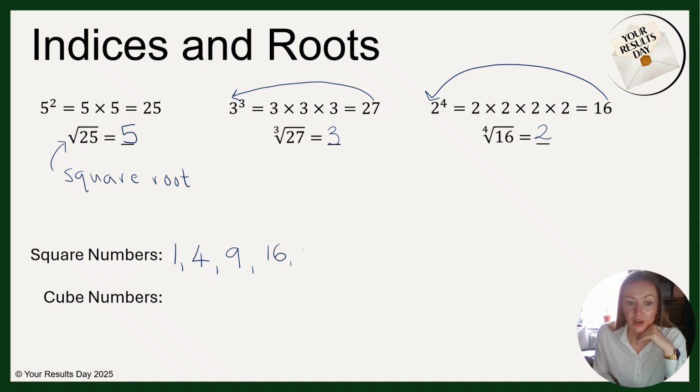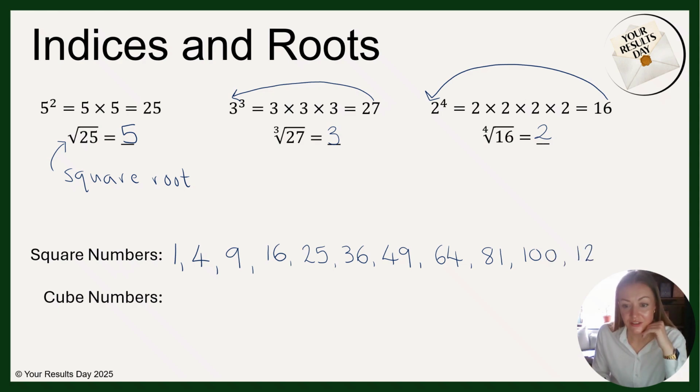What's 5 times 5? 25. What's 6 times 6? 36. What's 7 times 7? It's 49. 8 times 8 is 64. 9 times 9 is 81. 10 times 10 is 100.